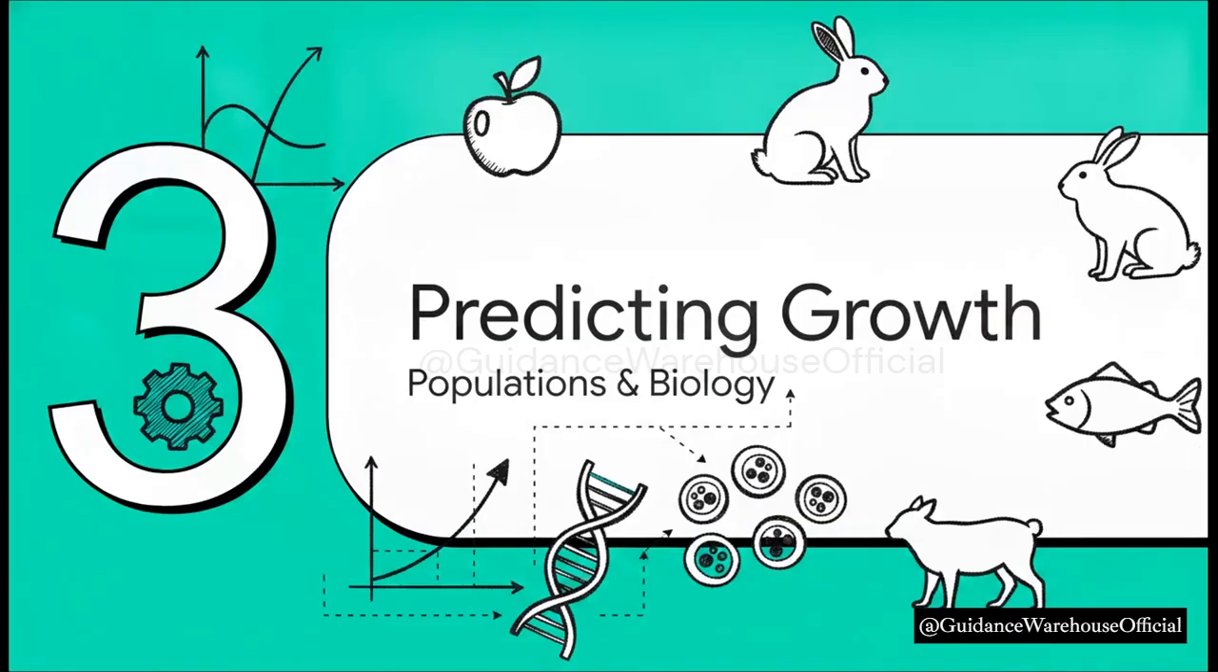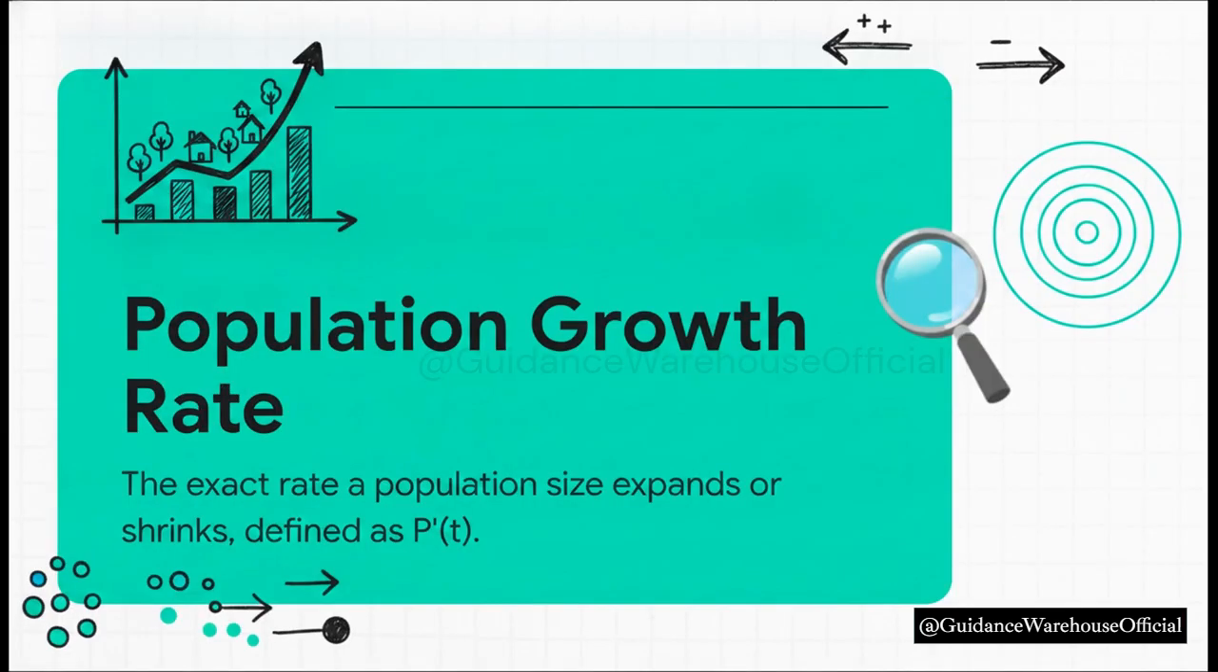Section 3. Predicting population growth. Let's shift gears a bit. We're moving from physics over to biology, because derivatives definitely aren't just for falling objects. They apply to living populations too. If we say P of t is the number of entities in a population at a certain time, then the population growth rate is just its derivative, P prime of t. It tells us the exact rate at which a population is expanding or shrinking right at this exact moment.